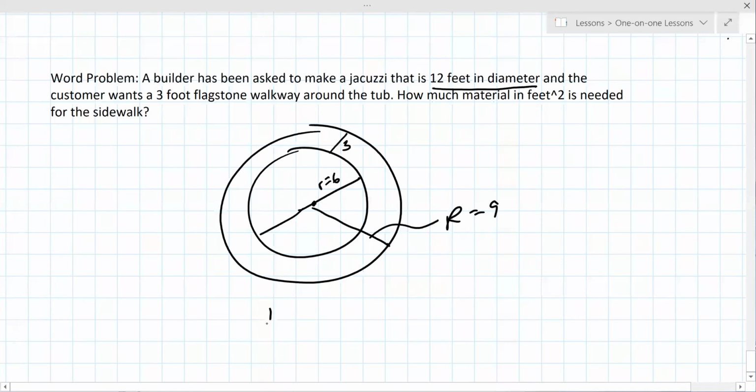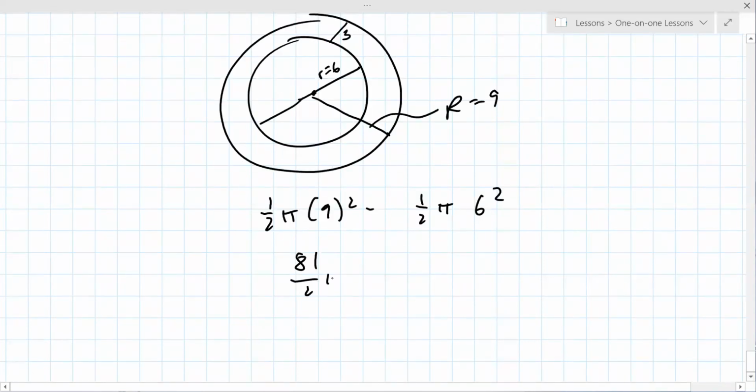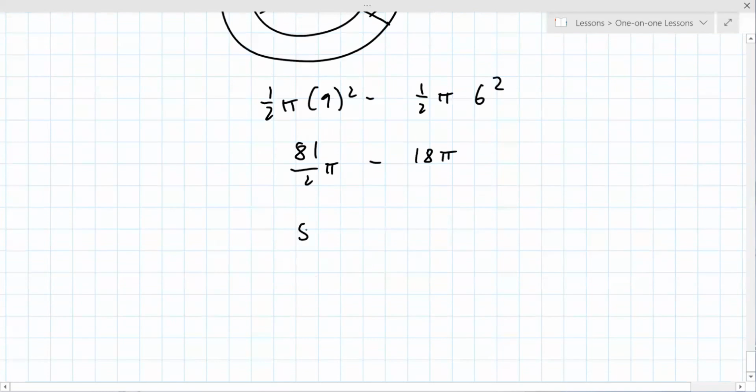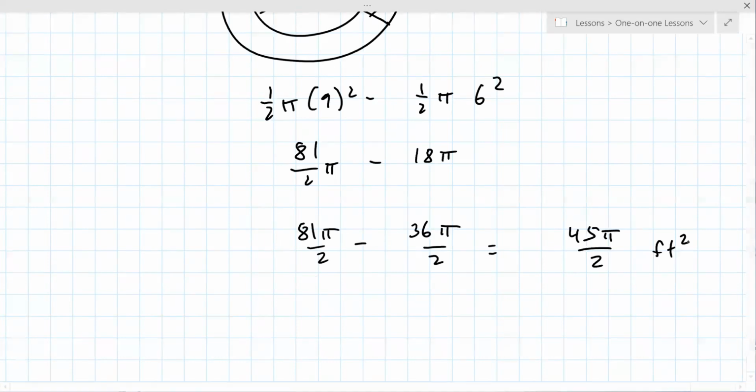So it should be 1/2 pi times 9 squared minus 1/2 pi times 6 squared. You end up getting 81 over 2 pi minus 18 pi, which you can convert the second one to 36 pi over 2 and get your answer of 45 pi over 2 feet squared. Okay, I was on the right track. I just didn't realize the whole diameter thing.